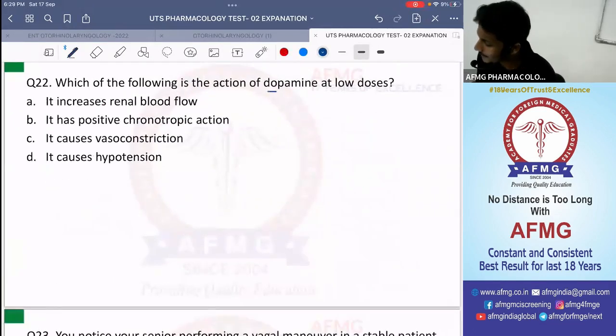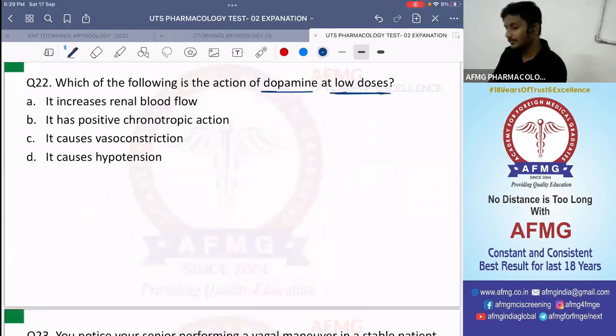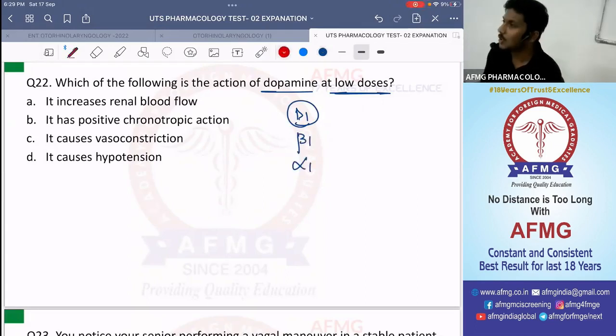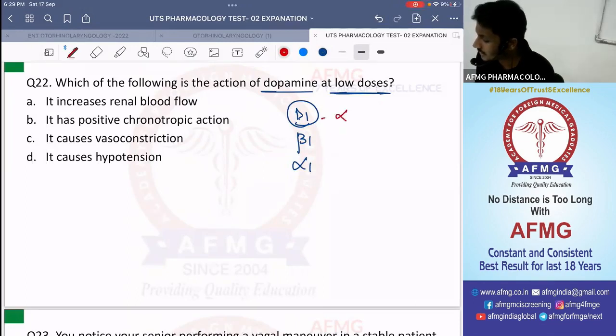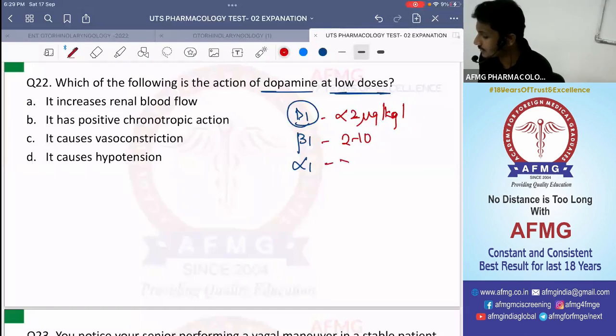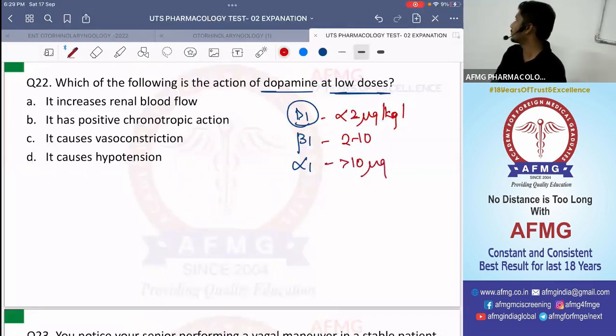Which of the following is the action of dopamine at low doses? So dopamine usually acts at three important receptors. At low doses it acts on the D1 receptors, then on the beta 1 receptors, and then on the alpha 1 receptors. In D1 receptors it usually acts at doses less than 2 microgram per kg per minute. Then beta 1 usually acts at doses between 2 to 10 micrograms, and alpha 1 acts at doses more than 10 micrograms.